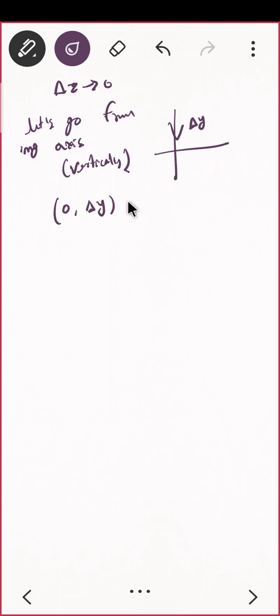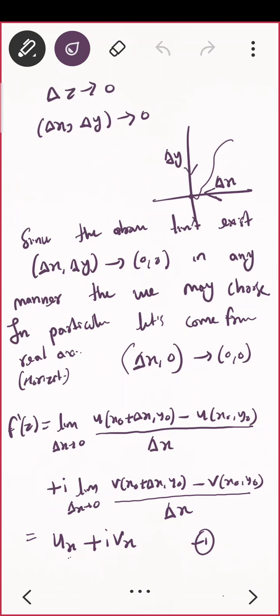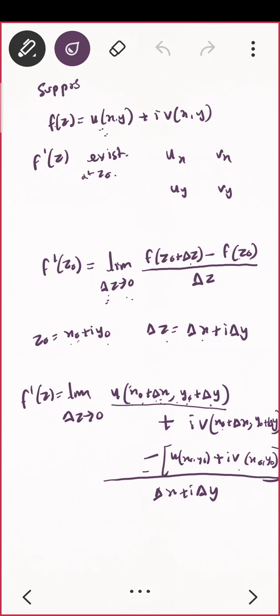Let's go from the imaginary axis, that is vertically, correct? So in that case your limit will be (0, delta y), and it will tend to (0, 0). That means in your first equation, in this equation, you have to substitute delta x as 0, and delta y will be as it is. Now let us put and see what you are having, correct?